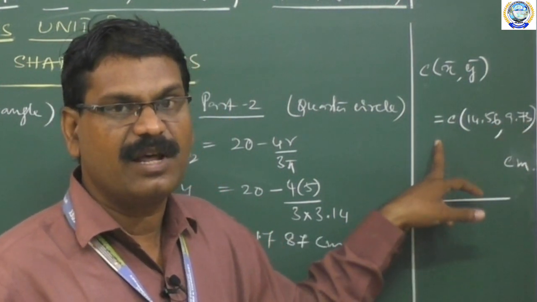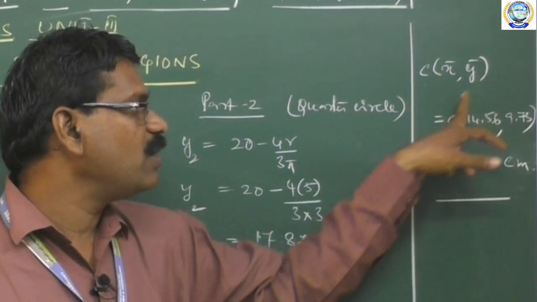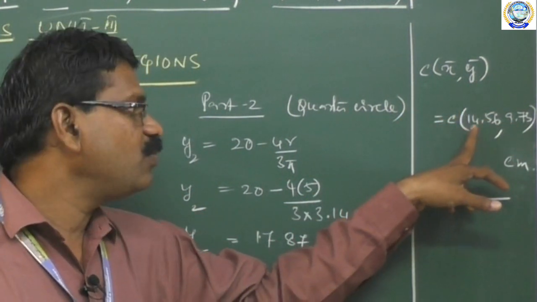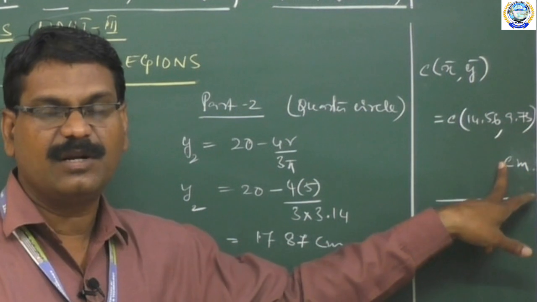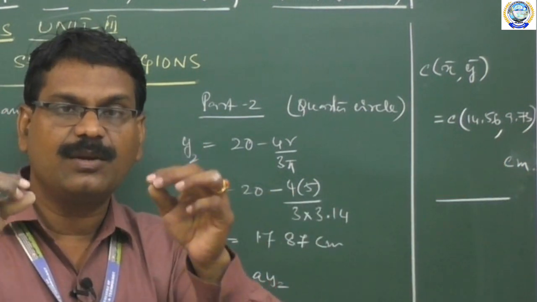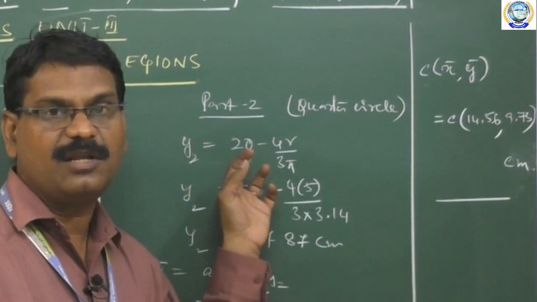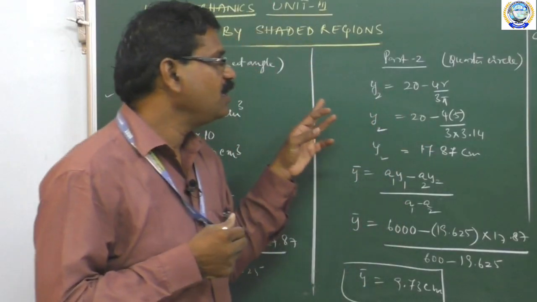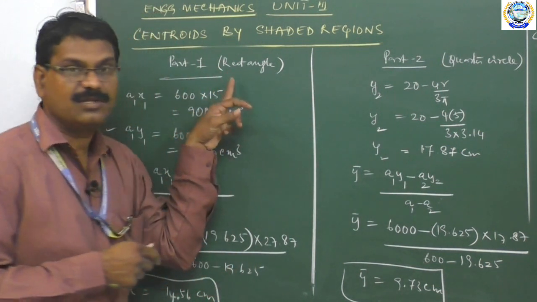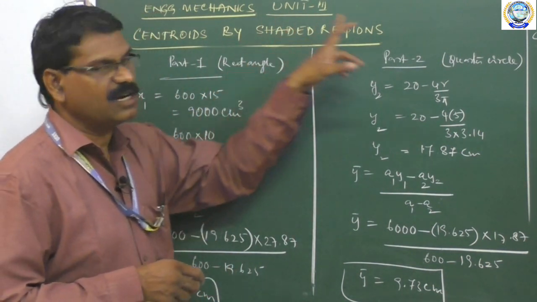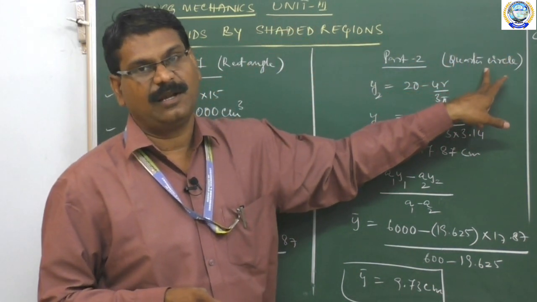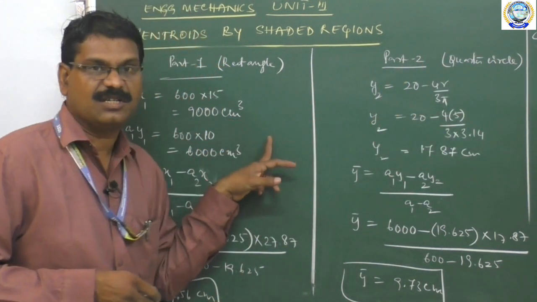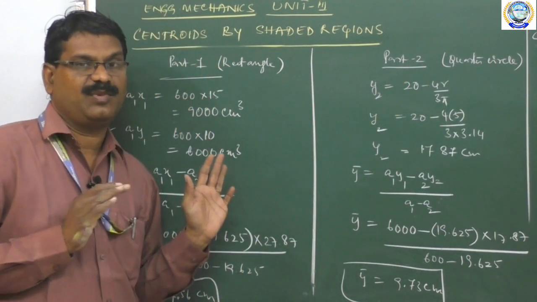So this is what is known as C of x bar comma y bar, equal to C of 14.56 comma 9.73 centimeters, which is the ultimate centroid of the given shaded region, as the shaded region consists of two portions. The first portion is a rectangle and the second portion is a quarter circle. Okay. And after finishing this, we have completed three categories, my dear students.